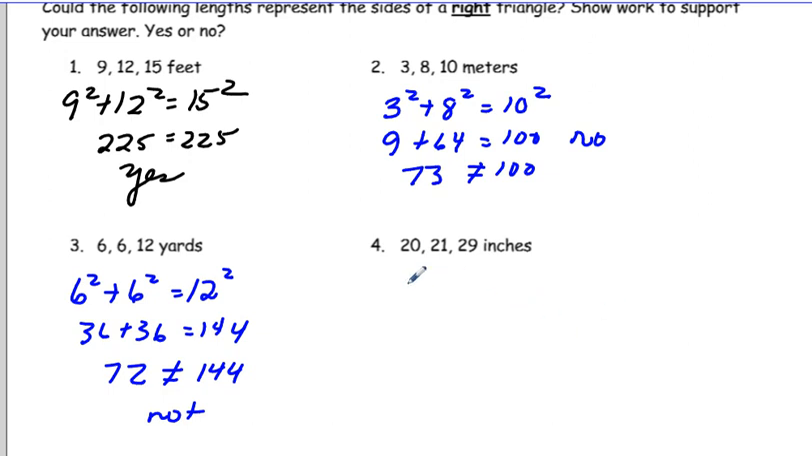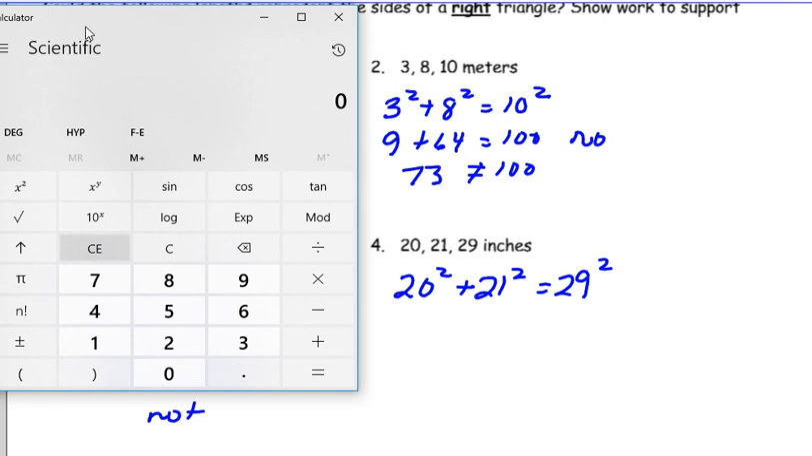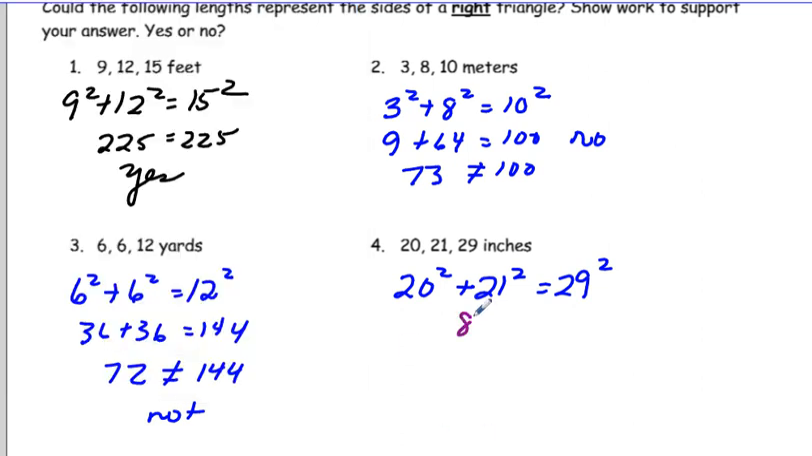And our final example, we have 20 squared plus 21 squared, making sure that my c, 29 squared, is my biggest side. I'm going to need my calculator on this one. So I'm going to say 20 squared, I know it's 400, plus 21 squared is 841. 841, is that 29 squared? Yes, it is. So 841 is equal to 841. So yes, those three sides form a right triangle.